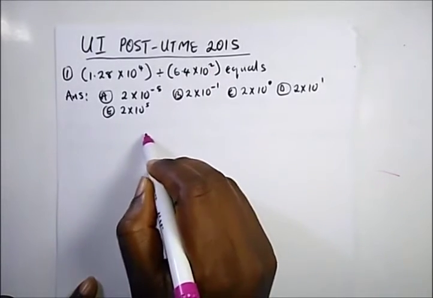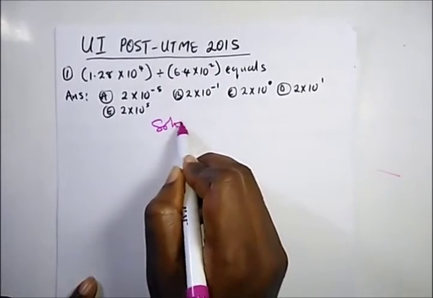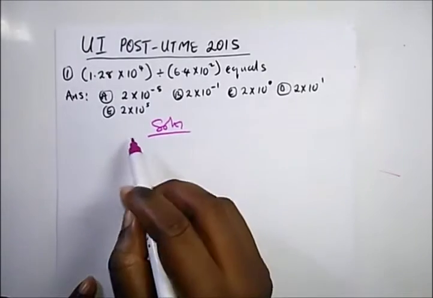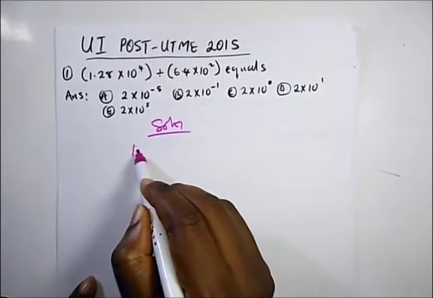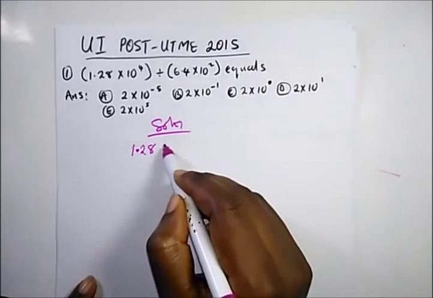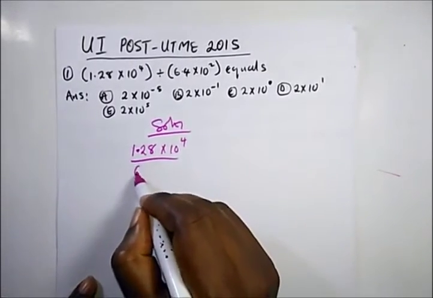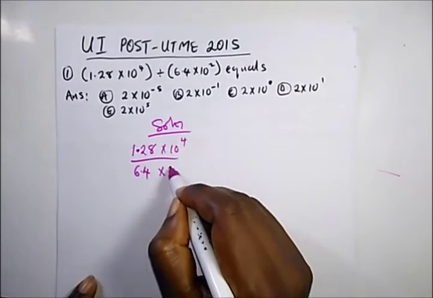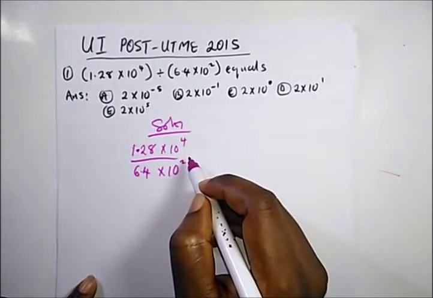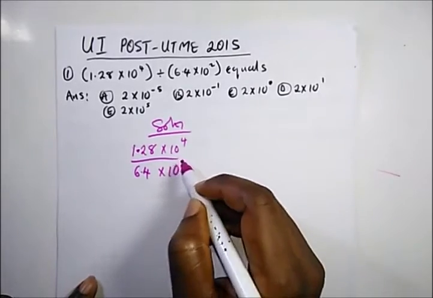Now, the UI post-UTME, they usually give 100 questions in maths. Wow, and that is so tough. 100 questions in maths. In fact, 100 questions in each subject, physics, chemistry, 100, and without calculator. So please, you have to really study, because these guys are bad. You have to really study well.